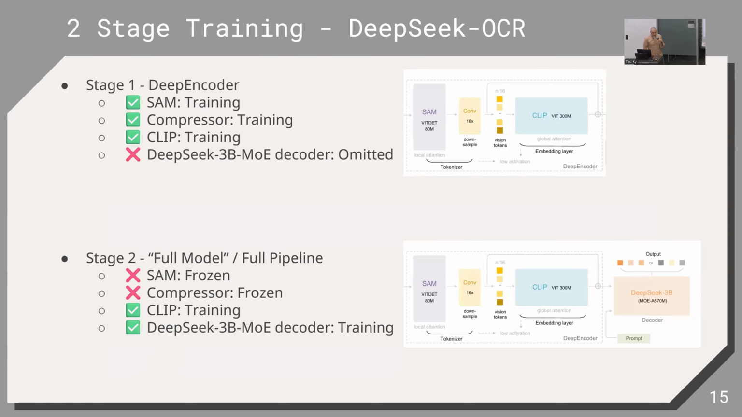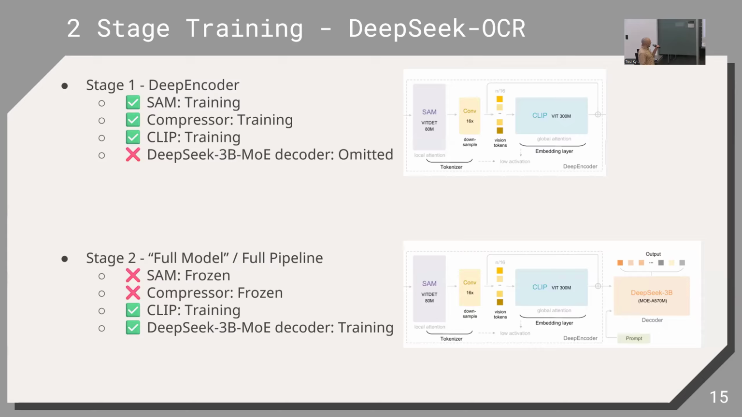Okay, so how do they do that? This is the 2-stage training pipeline. First, they train the deep encoder on its own, where the SAM model gets trained. The compressor is 2 layers of a convolutional neural network that gets trained. The clip model gets trained. They leave out that 3 billion parameter decoder. So this is all getting trained to produce the embedding representation of the image.